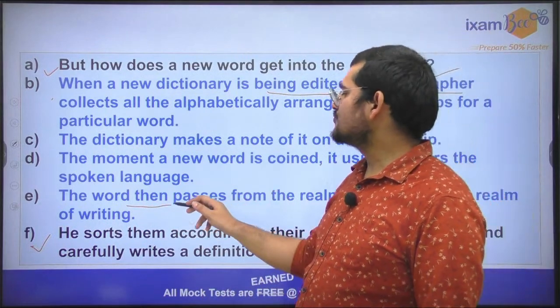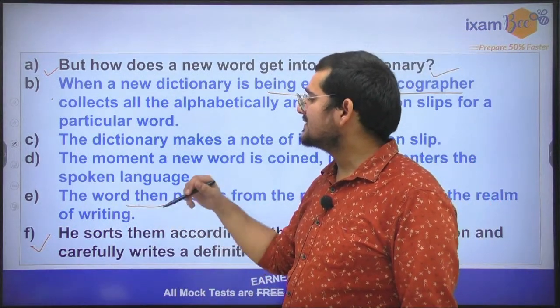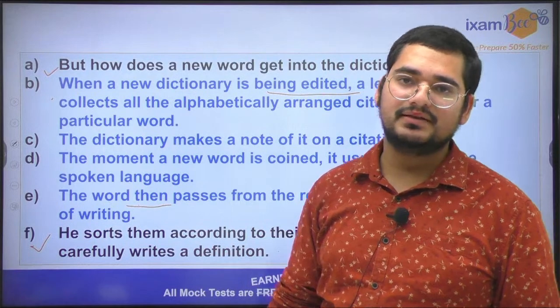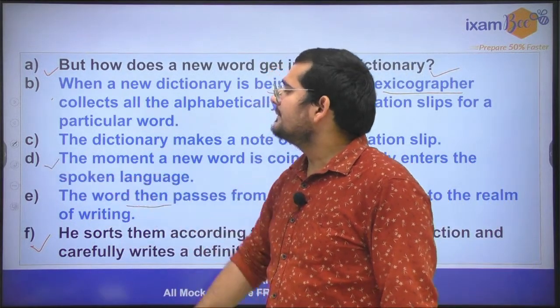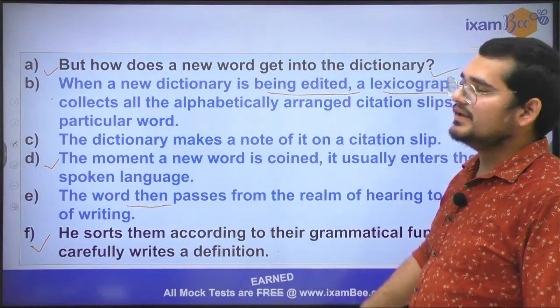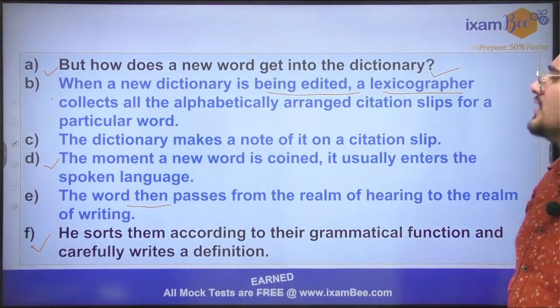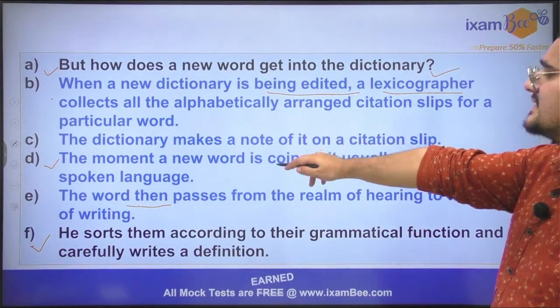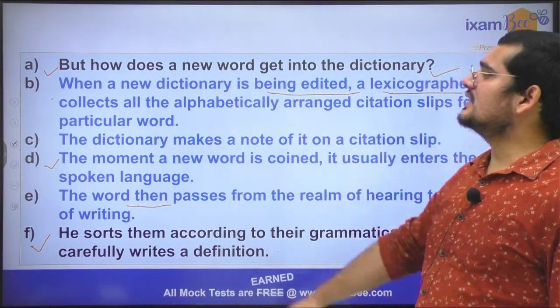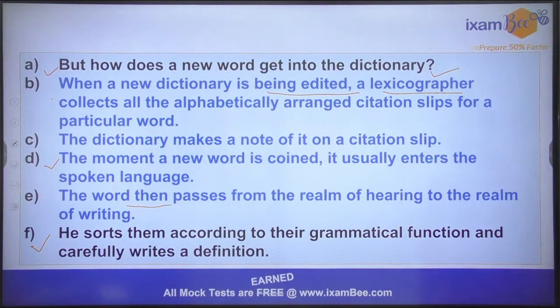तो then जो word है, ये सब में पता चलता है कि it can't be the first sentence, right? So D would be our first. That means proceeding after the A, right? So the moment a new word is coined, it usually enters the spoken language. So now this sentence answers this question: how does a new word get into the dictionary?